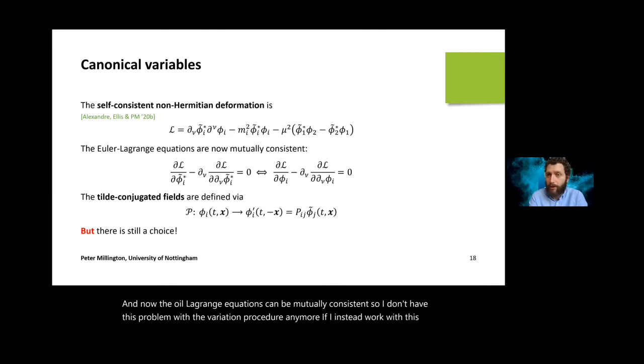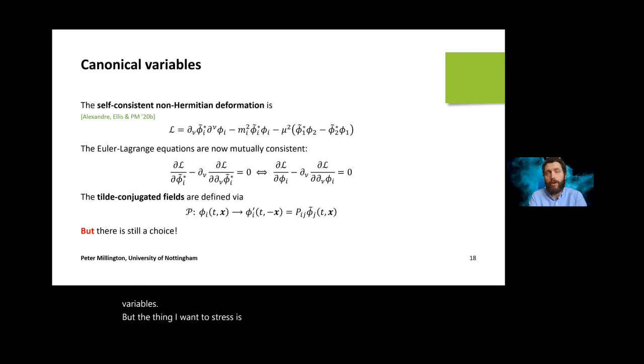But actually, the Euler-Lagrange equations are consistent with the Lagrangian that I wrote down before, as long as we maintain this prescription of choosing one set of equations of motion to determine the dynamics. These tilde-conjugated fields are defined via parity, so the tilde fields are related to the untilded fields by parity. The reason for this is the pseudo-hermiticity of the mass matrix: the fact that parity maps that squared mass matrix into its transpose is the reason why I need these two field variables.